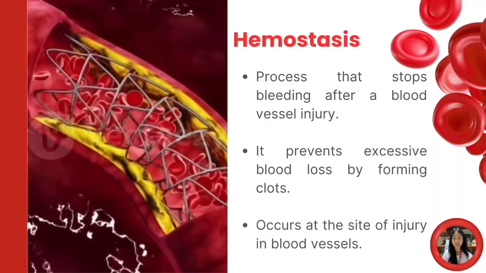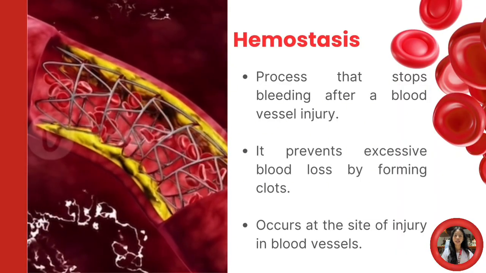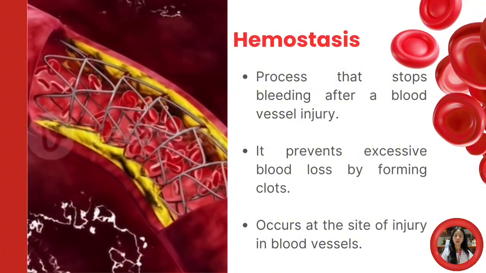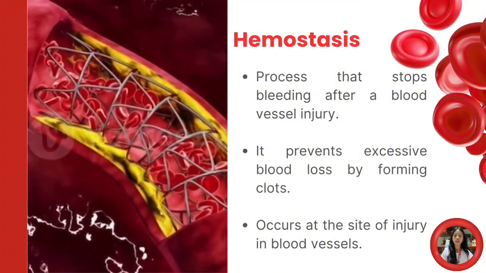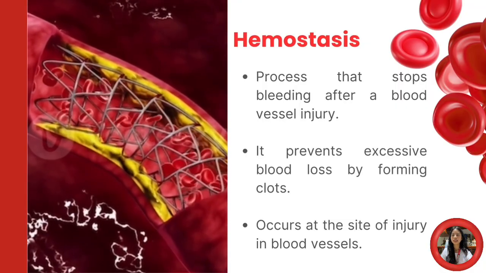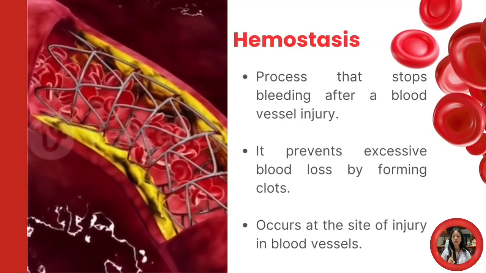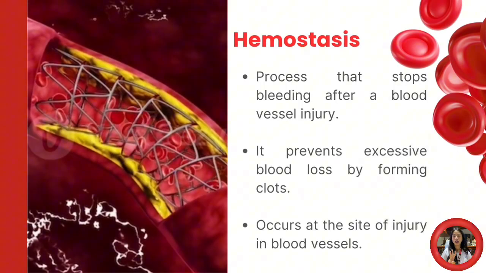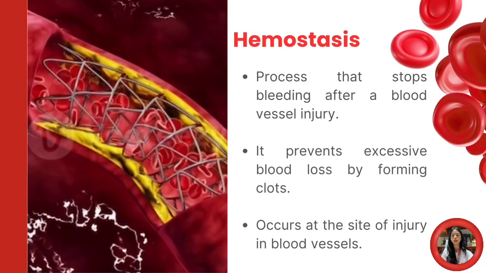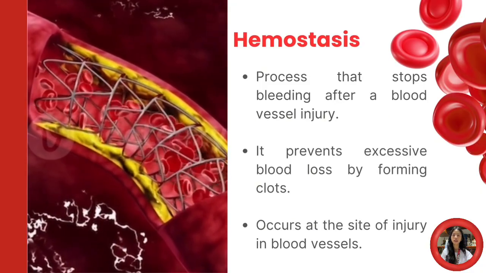Hemostasis is the process that stops bleeding after a blood vessel injury. It prevents excessive blood loss by forming clots. It occurs at the site of injury in blood vessels. Hemostasis has 3 steps: the vessel spasm, platelet plug, and coagulation. For example, during a nosebleed, hemostasis works to eventually stop the bleeding.